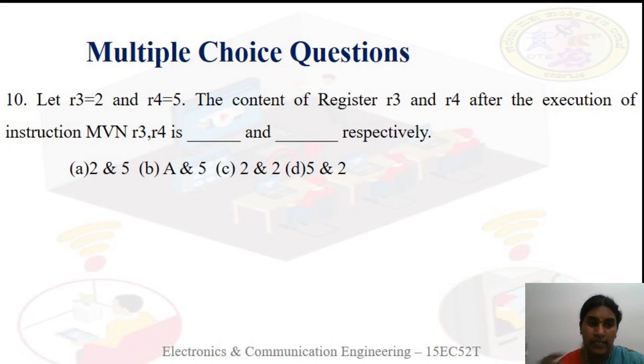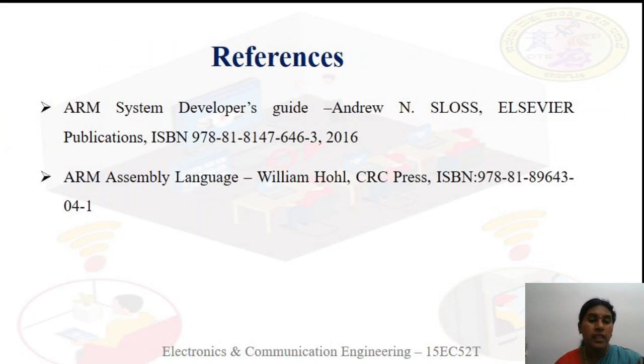I think you understood clearly, dear students. Now I will tell you the textbooks I referred to prepare this PPT. These are prescribed textbooks given in your ARM controller syllabus. The first one is the ARM System Developer's Guide by Andrew Sloss, and next is ARM Assembly Language by William Hohl. These textbooks are very good. When you get time, go and read them so that you can enhance your knowledge.